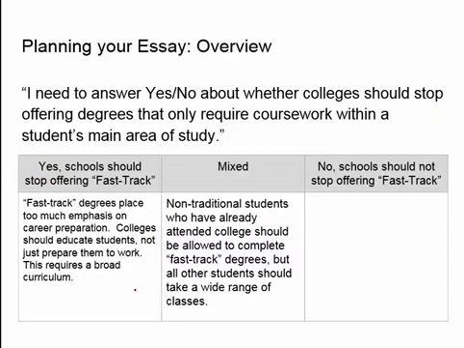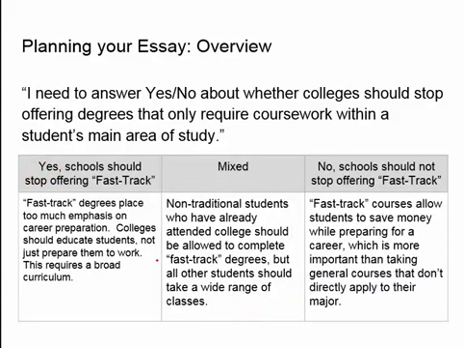If you want to take a mixed view, remember you take a mixed view which is balanced between the yes and no, but you still need to take a side. Okay, so it looks something like this. All right, non-traditional students who have already attended college should be allowed to complete fast-track degrees, but all other students should take a wide range of classes. So do you see how answering this way is basically a yes, but this person has come up with an exception?